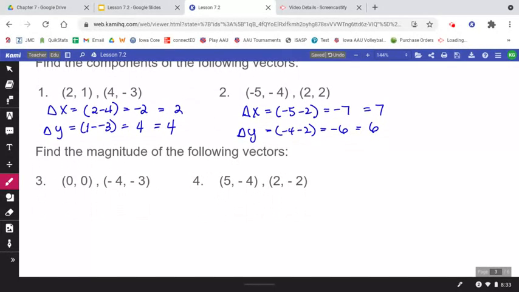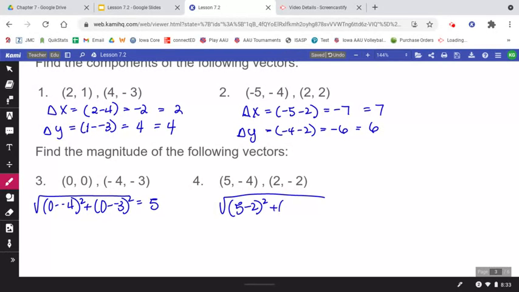Next, for the magnitude, that's the same thing as the distance. So for this one, I'm going to do 0 minus negative 4 and 0 minus negative 3. The square root is 5. And the next one, 5 minus 2, negative 4 minus negative 2. The magnitude is 3.6.